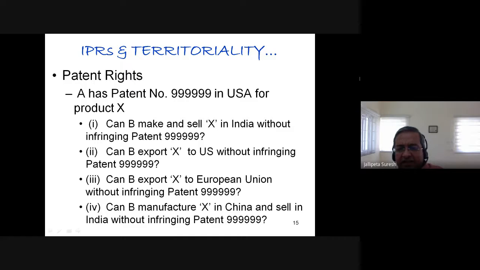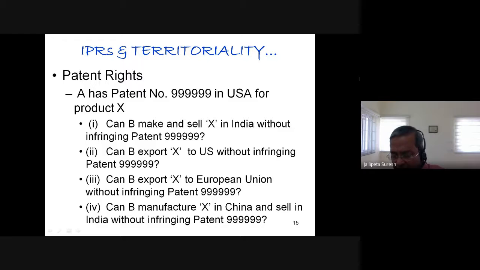Now, finally, I have one more question here. Can B manufacture this product in China and sell it in India? Here I'm making an assumption. The assumption is that there is no corresponding patent right for the product X in China. And of course, I know that in India, there is no such corresponding patent. So therefore, I am free to make that product in China where no patent right exists for X, and I can also import them and sell it in India.